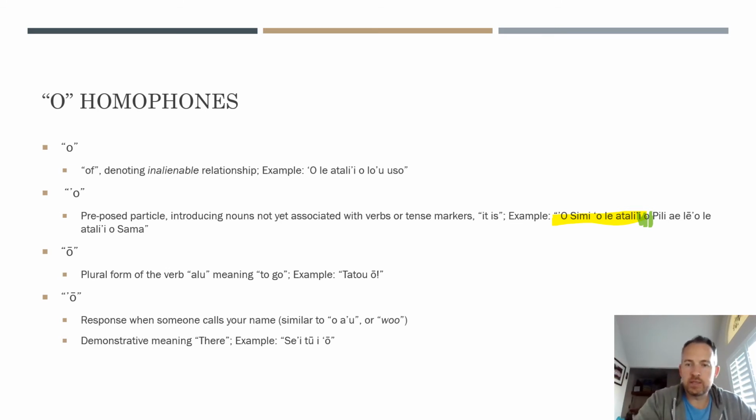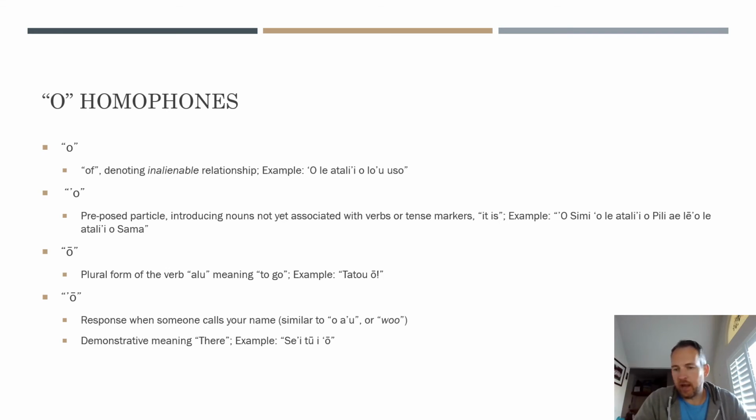Okay, moving on down the line. Let's erase that. O, so just the macron and no glottal. This is just the plural form of alu, which means to go. So if you're talking about just you going somewhere, you can say, 'e te alu,' you go. If you're talking about more than one person, you've got to use the verb o.